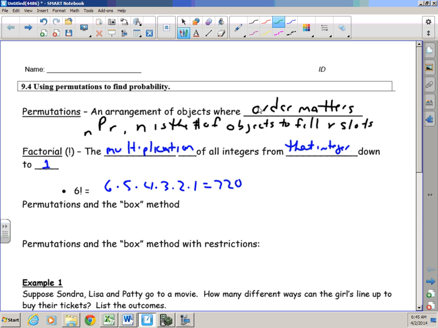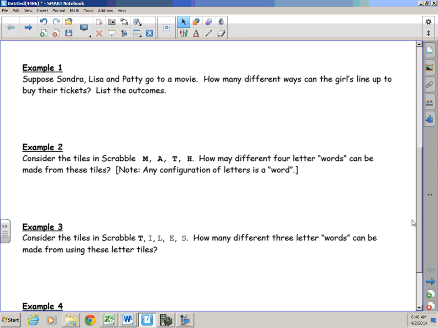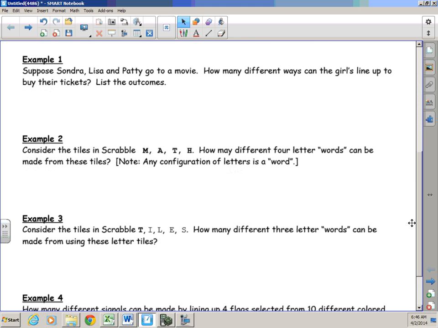And permutation in the box method just means I'm going to put, we call it box, but they're really dashes, so I don't know why we call it box. But what it means is we put into each of these boxes the possible outcomes. So if we were doing our factorial, it would be 6 times 5 times 4 times 3 times 2 times 1. Sorry for that confusion, but now we have 3 people, Sandra, Lisa, and Patty, who are going to go to the movie, and we want to know how many different ways they can line up.